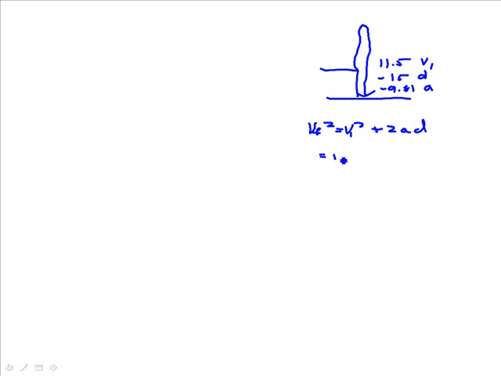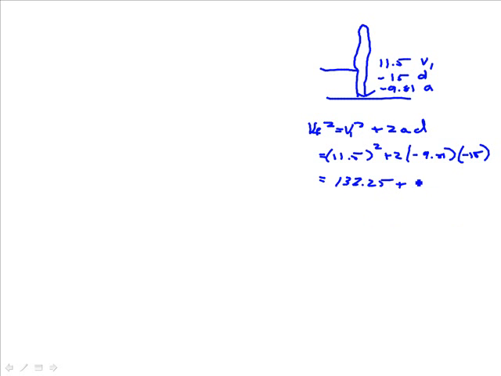And of course that's equal to 11.5 meters per second squared plus 2 times negative 9.81 times negative 15. Notice the two negatives will cancel and we get 11.5 squared, which is 132.25, plus 2 times 9.81 times 15 gives me 294.3.